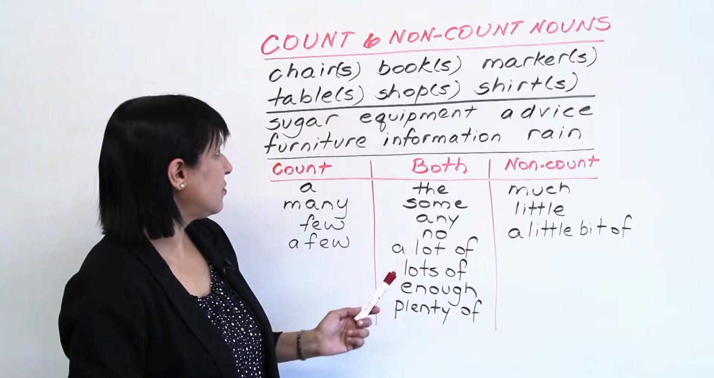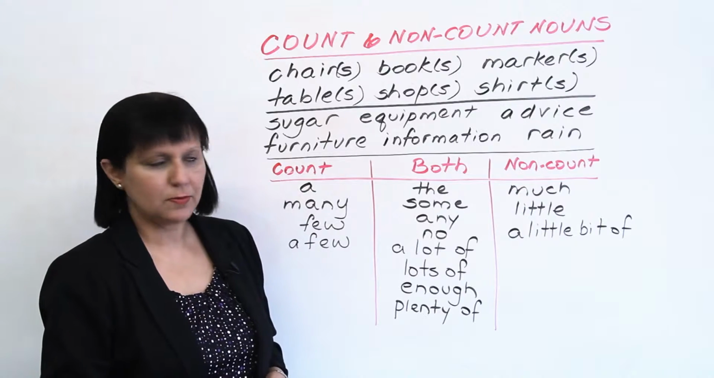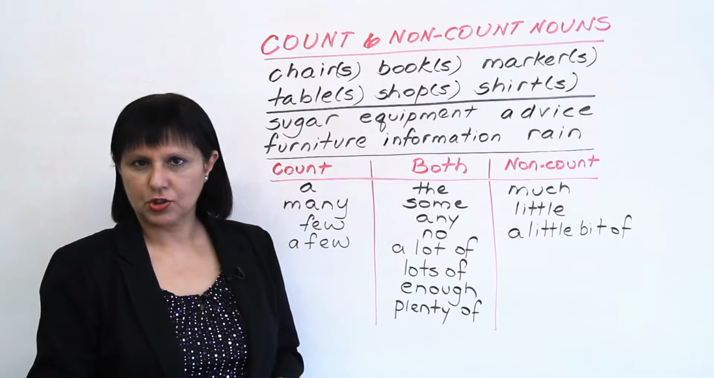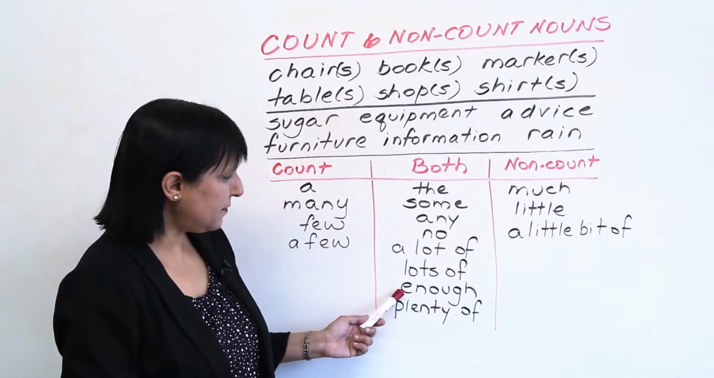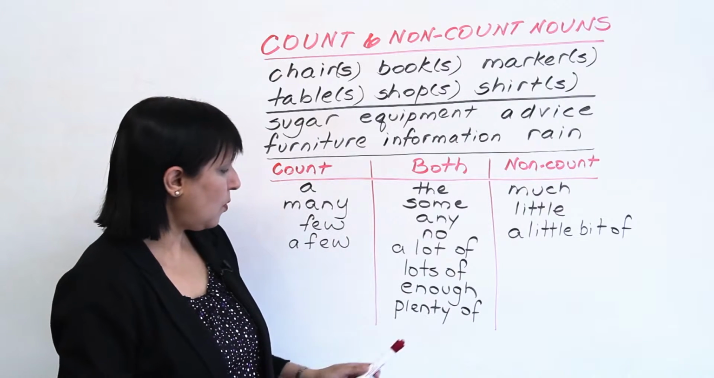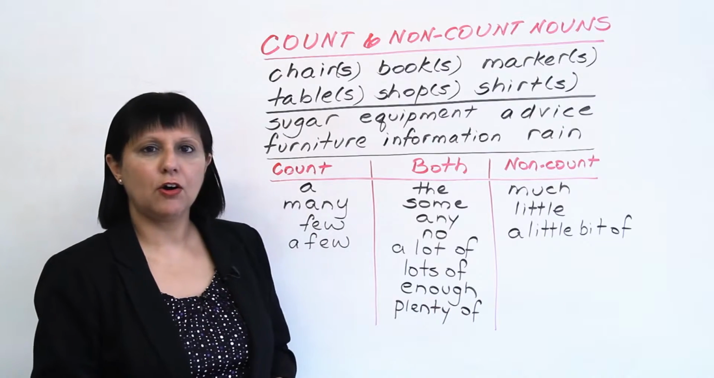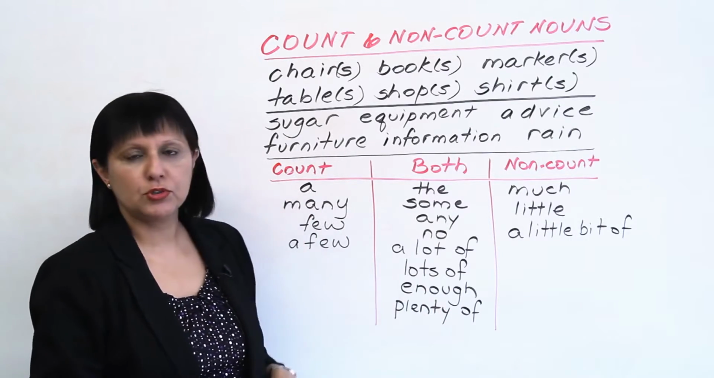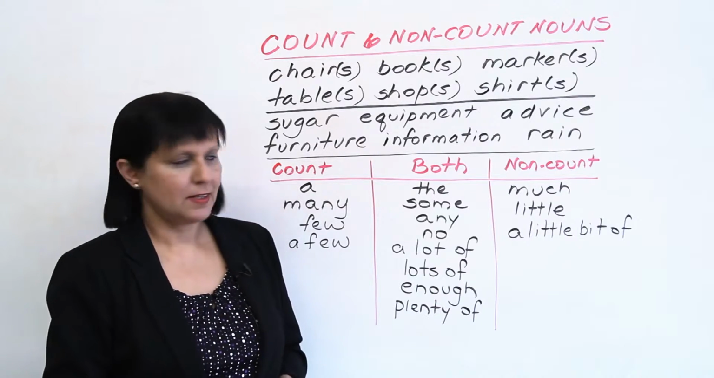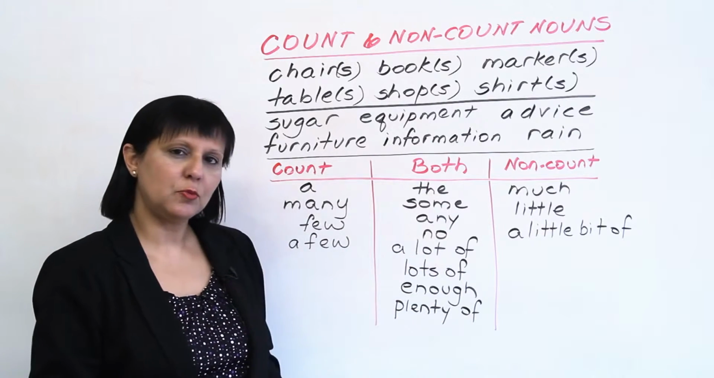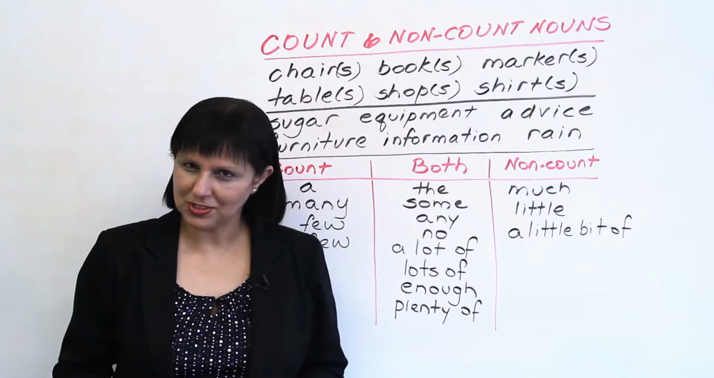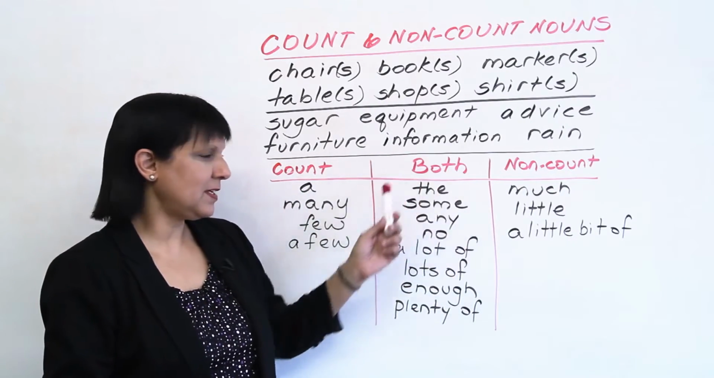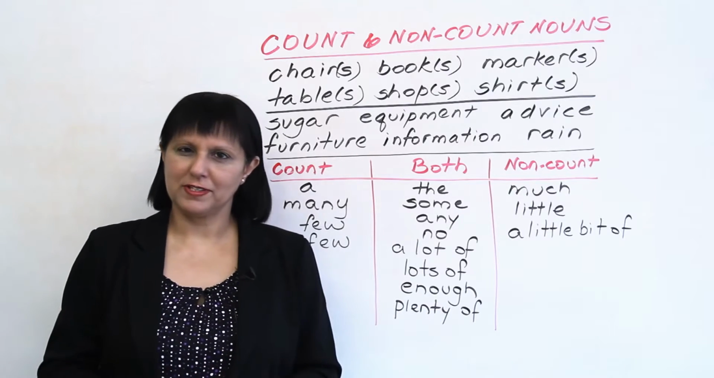We have lots of chairs in the classroom. We have lots of furniture in the shop. Enough can also be used. Or the last one, plenty of. Okay, we have plenty of sugar, don't worry. We have plenty of books in the library. So, if you're not sure which adjective or article to use with the countable and non-countable nouns, use something from this column and you'll always be right.